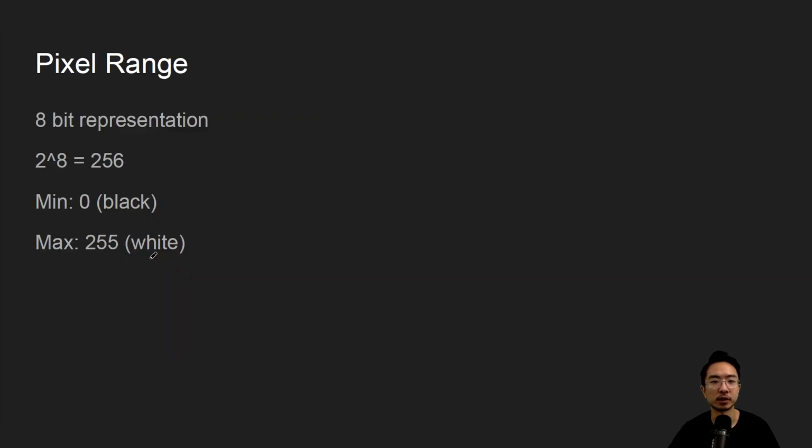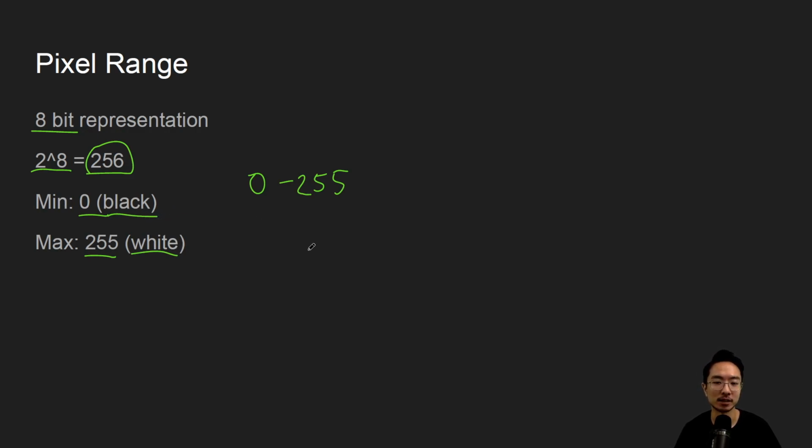Okay, so when dealing with these numbers inside your matrix, we want to look at what the pixel ranges are. So typically you'll hear what's called the 8-bit representation. And the reason why it's called 8-bit is because when you do 2 to the 8, you get 256. And what that tells you is that the minimum number you could get is 0 and the maximum is 255. So 0 to 255, you get a total of 256 numbers. And 0 will usually correspond to black, and the highest value will correspond to white. So that's how you actually use the numbers.